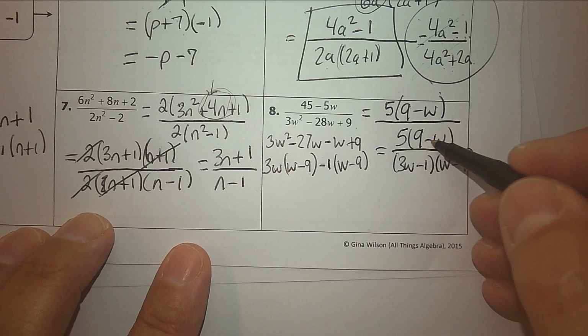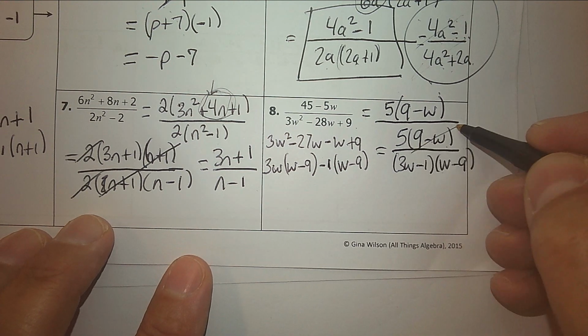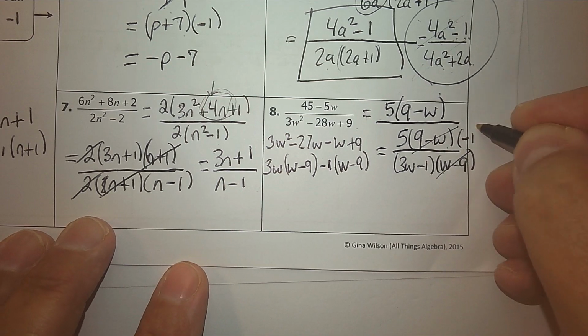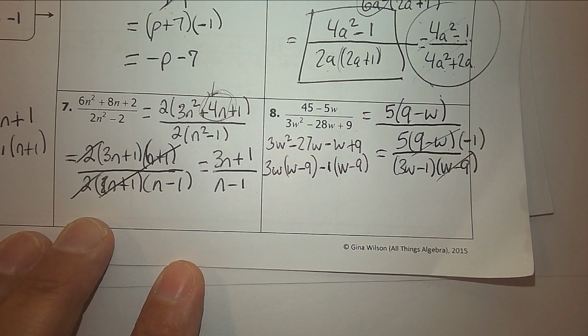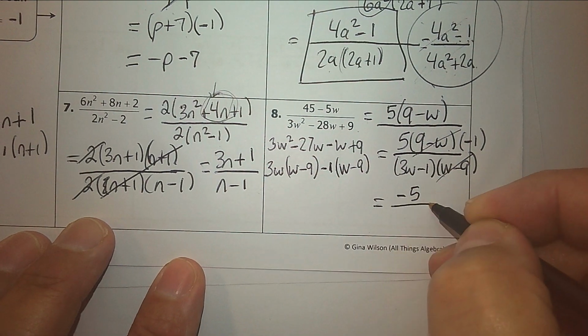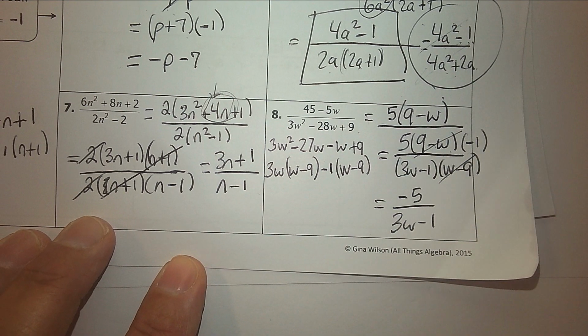That 9 subtract w, and w subtract 9, there's a name for them. They're called opposite factors. And when you divide out an opposite factor, the number that's left over is negative 1. So the answer is negative 5 over 3w take away 1. You are awesome sauce, Chris. Turn the page.